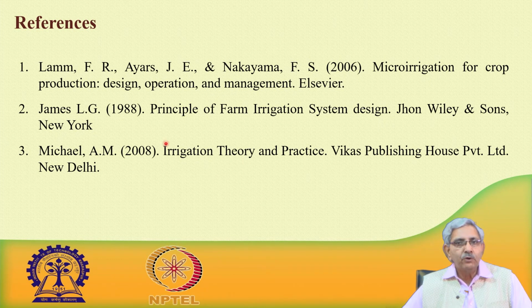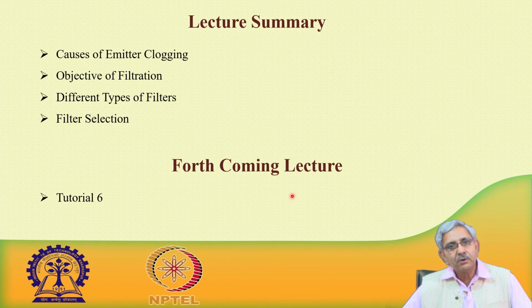For more details, please go through the references given here. These are textbooks. We discussed in this lecture the different causes of emitter clogging, meaning biological, chemical and physical, which are the reasons for the clogging of filters, what the objective of a filter is, the different types of filter, and which type of filter one should select. In a nutshell, these are the things we discussed in this lecture.